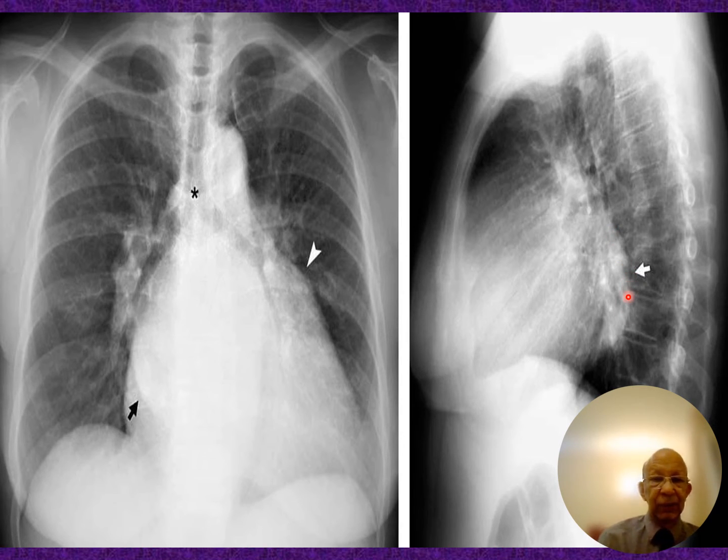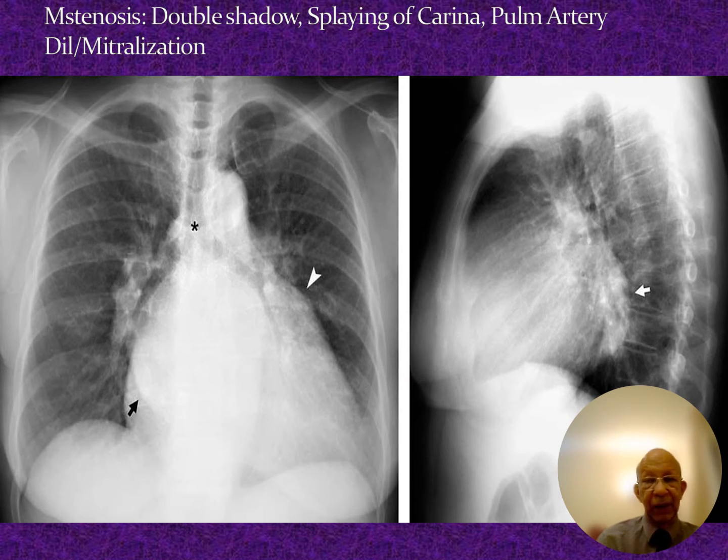Okay, and you can see also that there is a bulge here, what's called the mitralization of the left side of the heart. And this is typical, obviously, of mitral stenosis, with the double shadow, the splaying of the carina, the pulmonary artery dilatation, right, and this is actually the pulmonary artery dilatation and the mitralization of the left heart border.